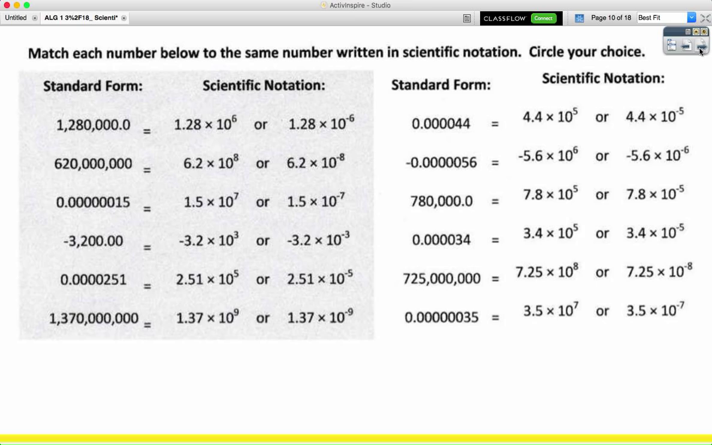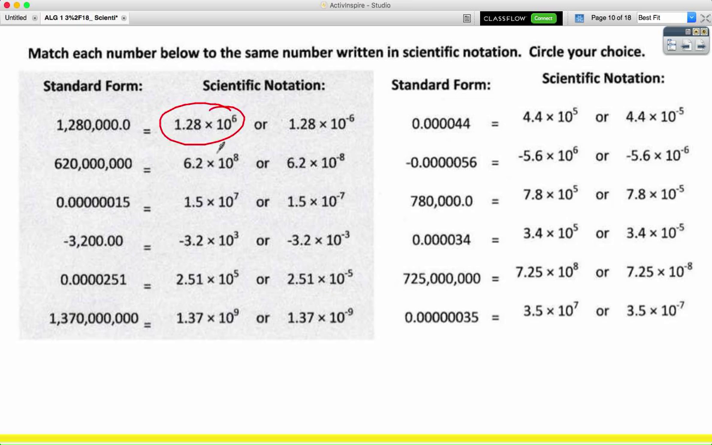Match each number with the same number written in scientific notation, circle your choice. So we're going to go really quickly, and it's really kind of like drilling, making sure it's written properly, and really just has the right exponent. So for this really big number, it's going to be a positive exponent, 1.28 times 10 to the 6th. That's how many places it's moving. I'm looking at all these exponents like they have the same number, so it's just about seeing if it should be positive or negative. That's really all that's happening.